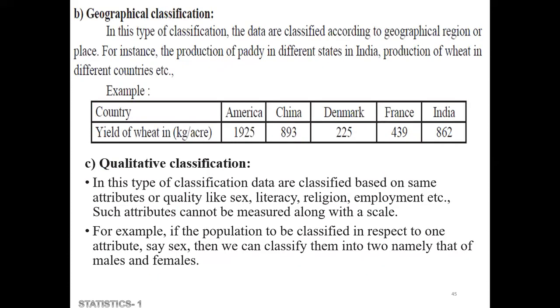In the case of geographical classification, the data are classified according to geographical region. So we have countries here.